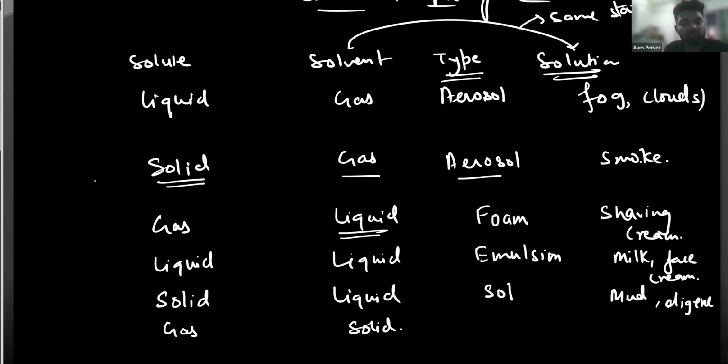Now moving to the next one, we have gas mixed in solid. So gas mixed in solid will form what? Gas mixed in solid forms foam. Now the state will be solid, because the solvent is going to have the solid state, so it will be foam. An example for this one will be rubber, sponge, etc. You understood?